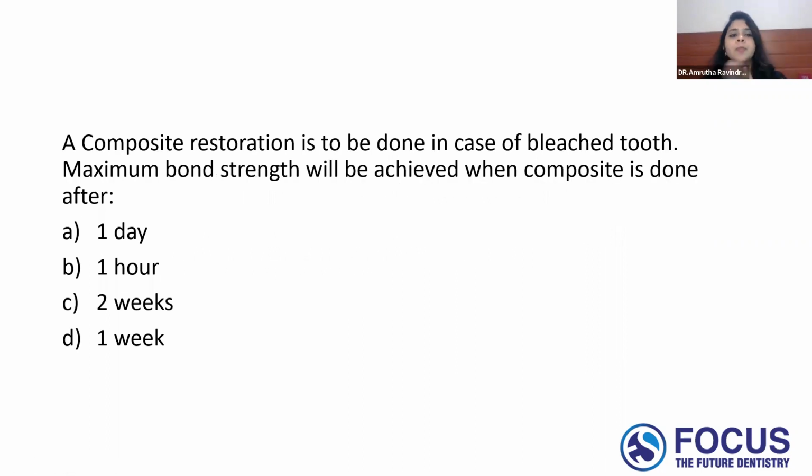Okay. So this I have not mentioned. A composite restoration is to be done in case of bleached tooth. The maximum bond strength will be achieved when the composite is done after 1 day, 1 hour, 2 weeks, 1 week. So immediately after bleaching, we know that a lot of free radicals are produced. The basic chemistry of bleaching is the production of free radicals, and these free radicals act upon the colored molecules or the chromophores, breaking them down to smaller molecules.